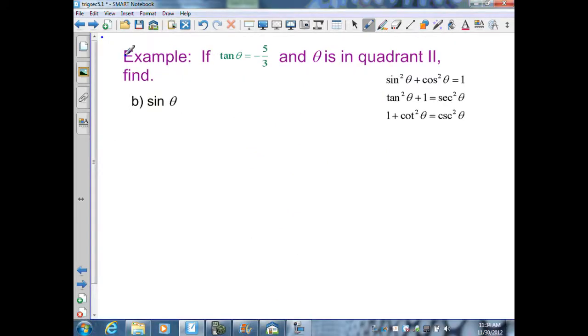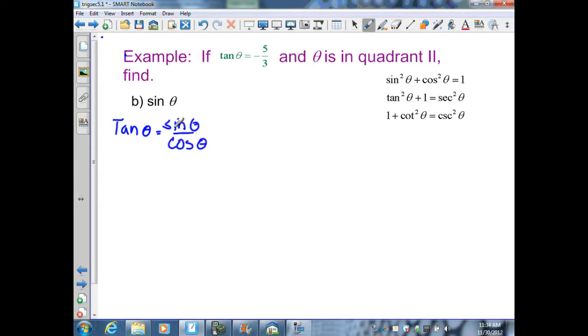Continuing with the example, they want me to find the sine of theta given tangent theta equals a negative 5/3 in quadrant 2. I've brought over the Pythagorean identities to see if we can get a relationship between tangent and sine. As you can see, none of these Pythagorean identities give that relationship. So what I need to do is find another identity. And it just so happens the quotient identity gives us the tangent of theta equals sine theta over cosine theta.